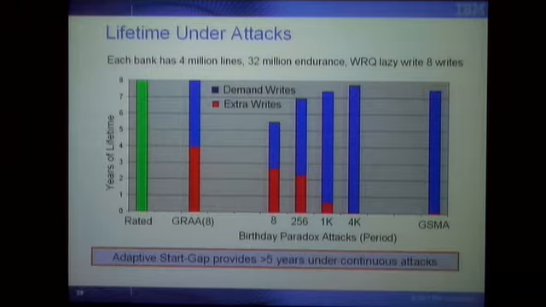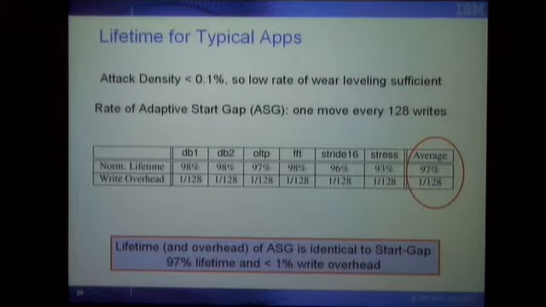What happens for typical applications? For typical applications, their attack density is less than 0.1%. So what you have is a scheme that is similar to the original start gap, which gave you 97% lifetime, and the overhead of less than 1%.